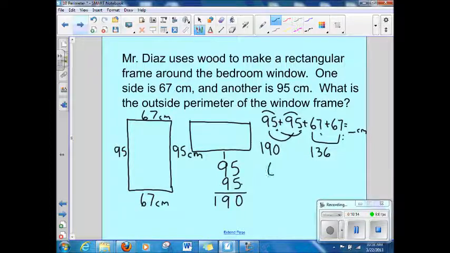I'm going to double check my thinking, make sure I did that right. 67 plus 67. 7 and 7 is 14. That's 1 ten and 4 ones. Regroup the 1 ten, okay? And I've got 6 and 6 is 12, and one more is 13.